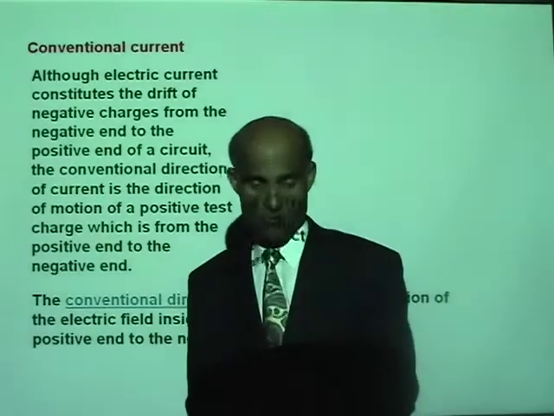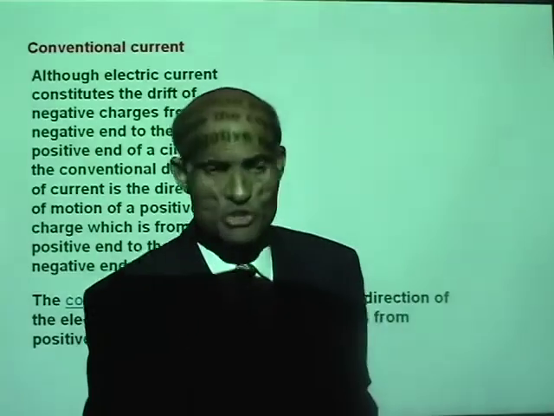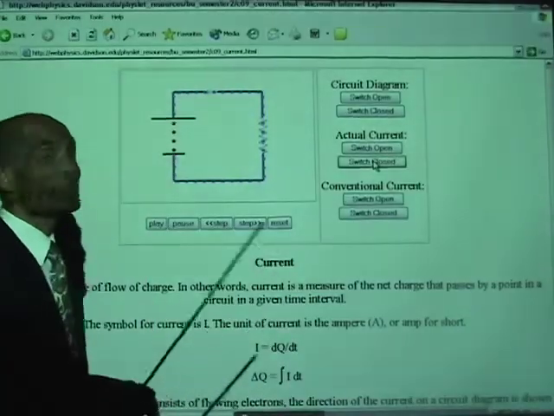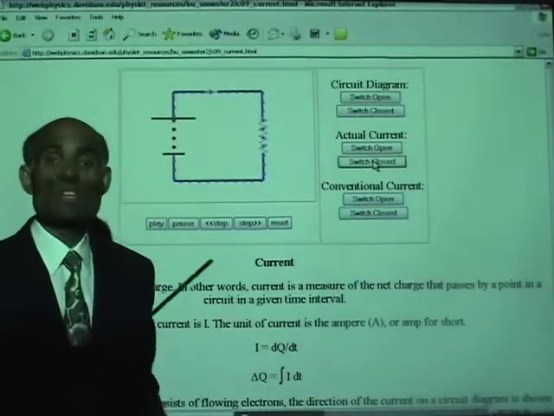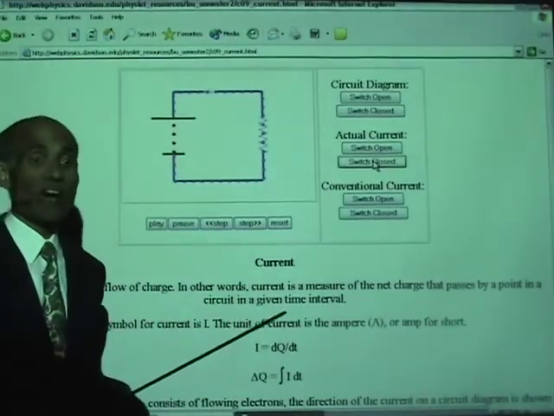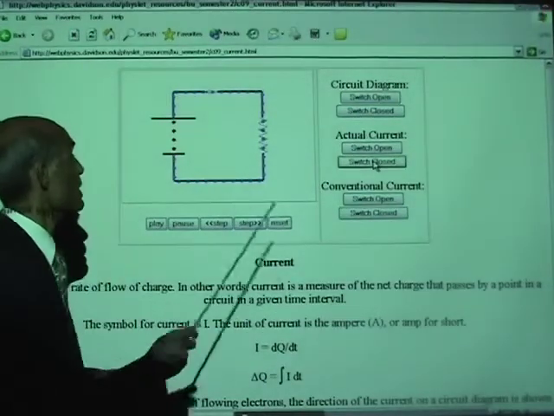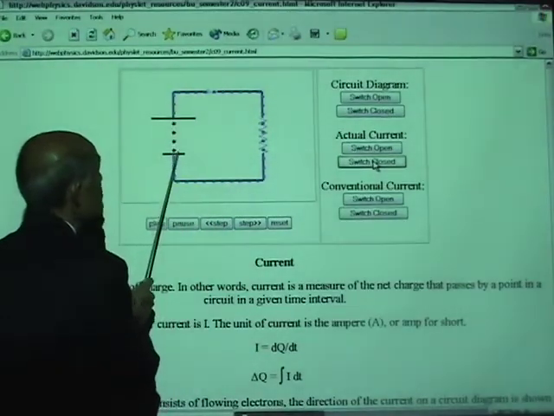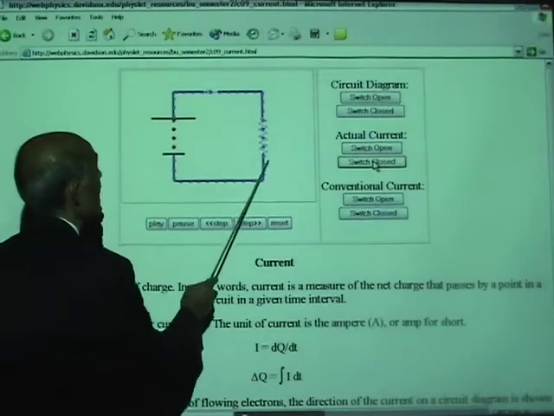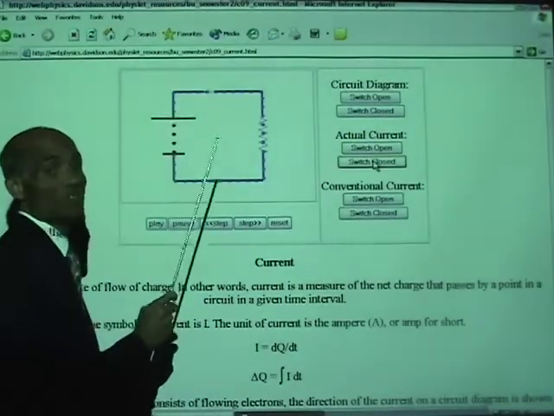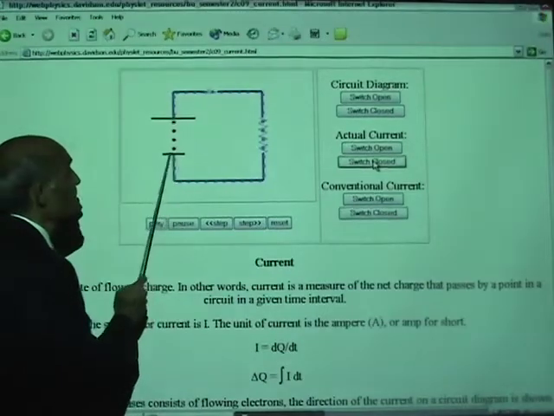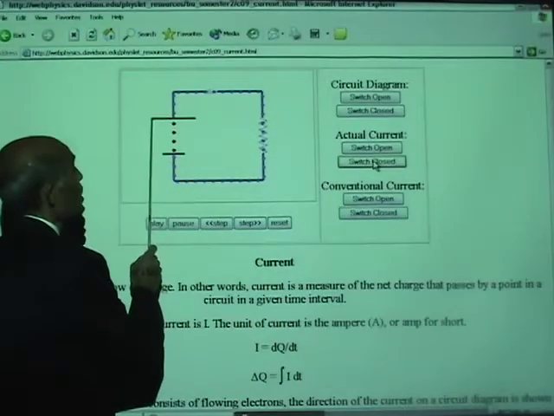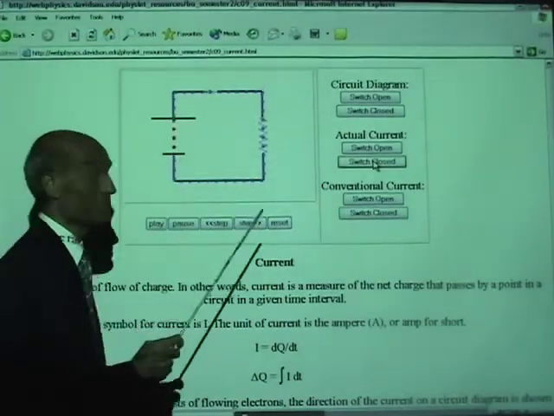Alright, let's see if we can get an understanding of this conventional direction. Let's now look at the difference between the direction of drift of electric charges and the direction of conventional current. What you see here is the direction of drift of negative charges from the negative end of the battery to the positive end. You know that a battery is represented by a short, thick line, which is the negative end, and a long, thin line that is the positive end.